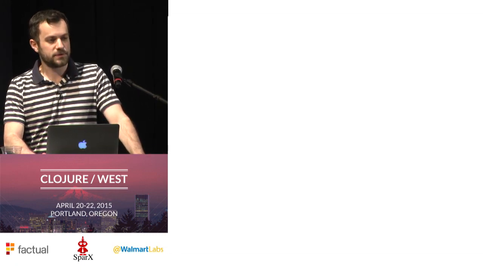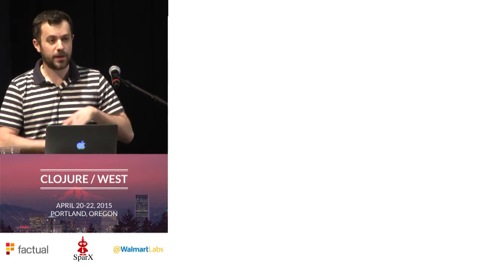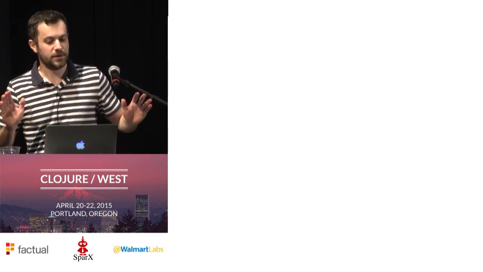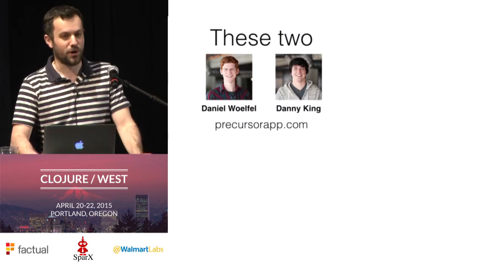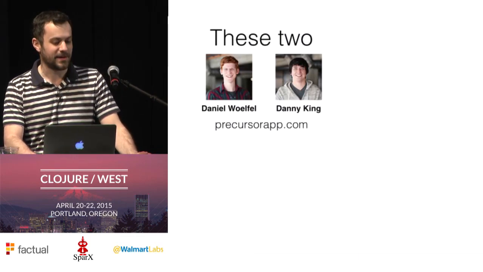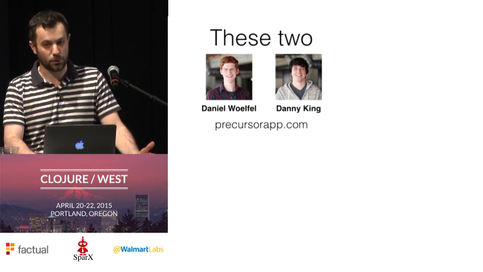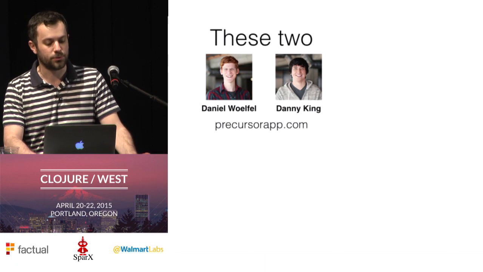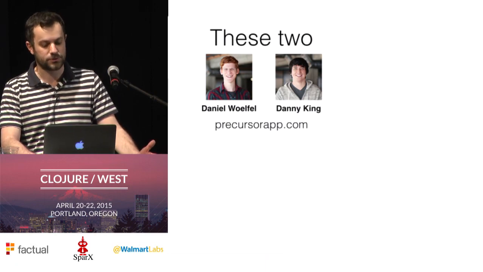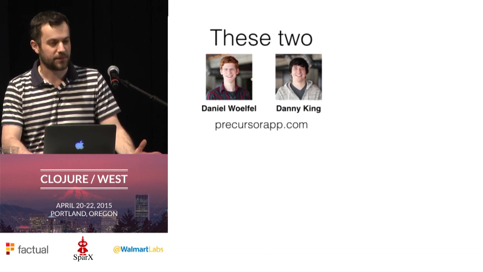So before I get started talking about that, I first want to give credit where credit is due. I basically had nothing to do with this. These two guys deserve all of the credit. Daniel and Danny here, the engineer and designer who did the bulk of the work on this, they're now working on a new cool startup that's also in Om and ClojureScript called Precursor App, which is like a real-time collaborative prototyping thing for teams.